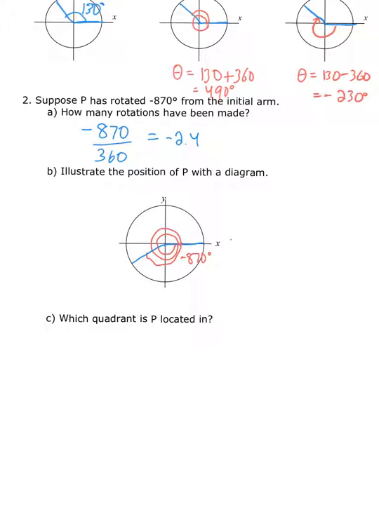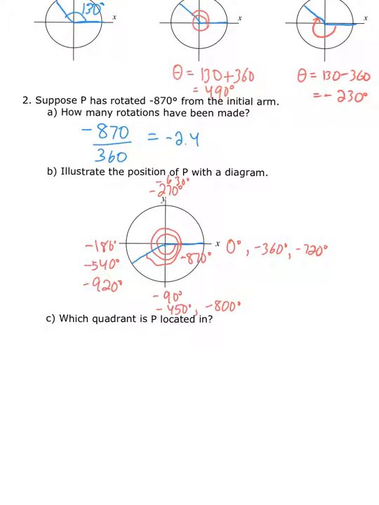You can keep track by knowing you start at 0 degrees, then you go to negative 90 degrees, then negative 180, negative 270, negative 360, negative 450, negative 540, negative 630, negative 720, negative 810, and then negative 900. We wanted negative 870, which is between negative 810 and negative 900. So that just confirms that I'm in the right quadrant.